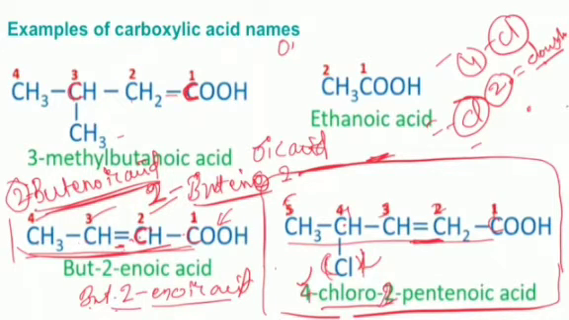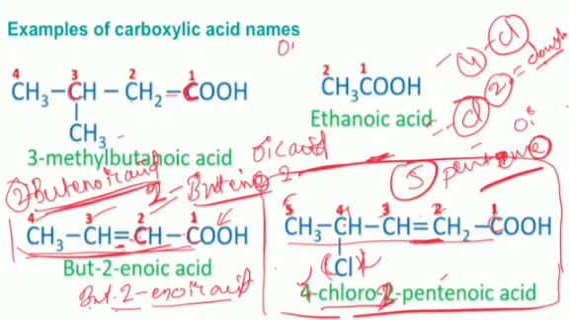And how many carbons are present in the chain? 1, 2, 3, 4, 5. Five means it is pent, and it is an alkene, so it is pentene. Remember that one. It is a pentene. That is why the position is 2-pentene.